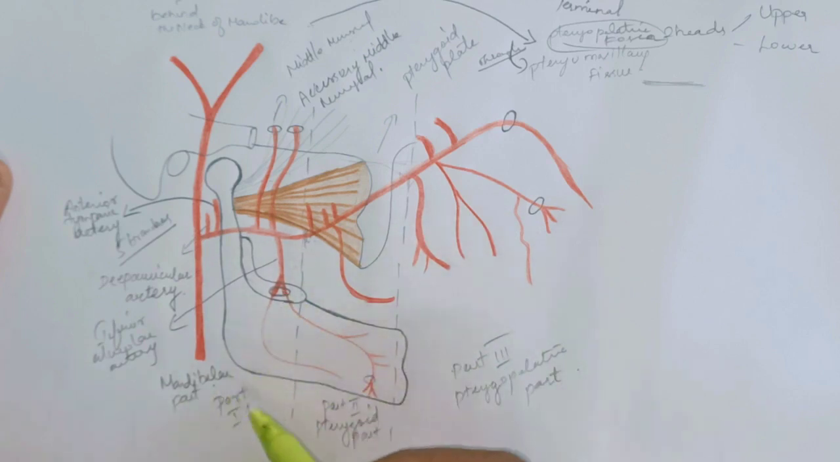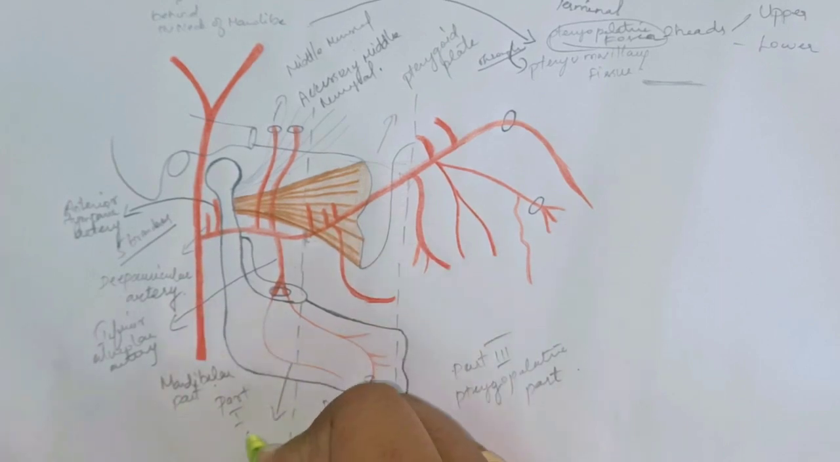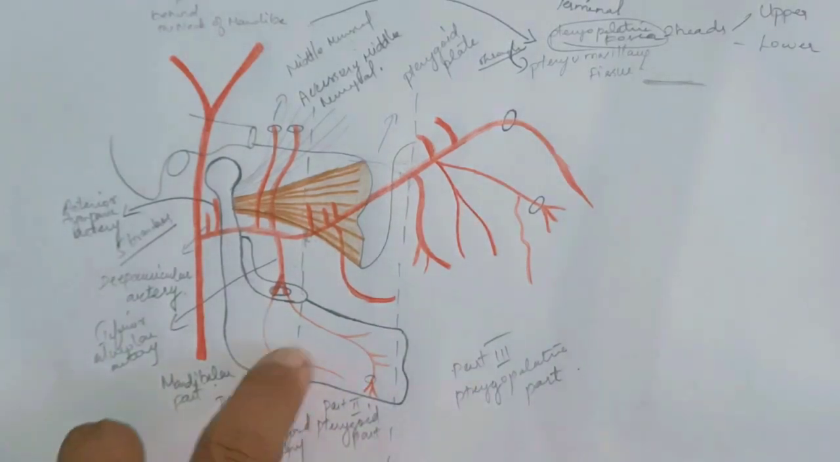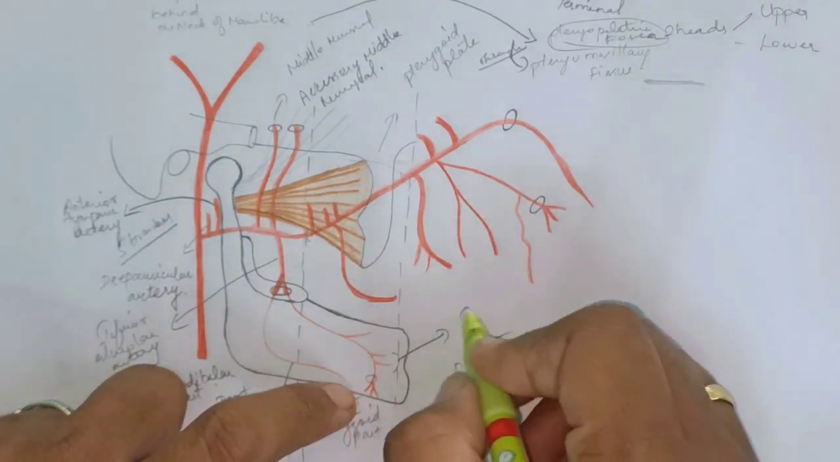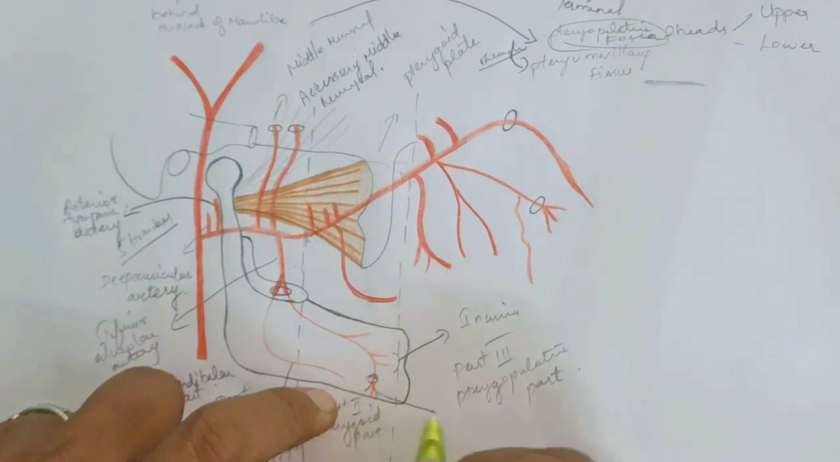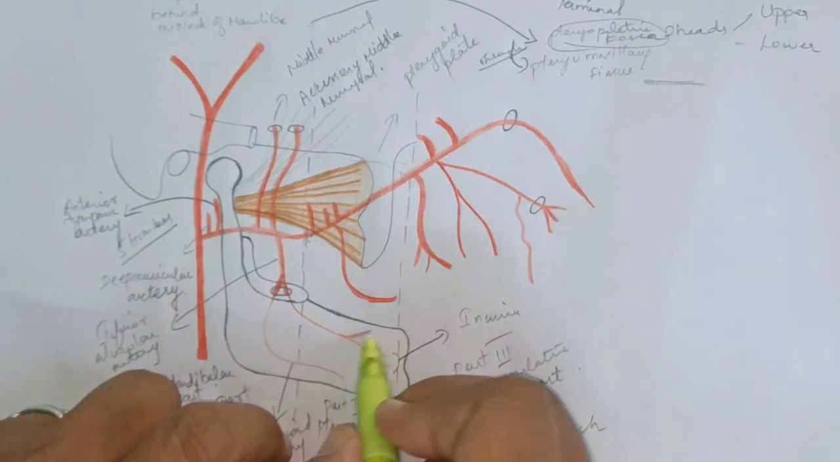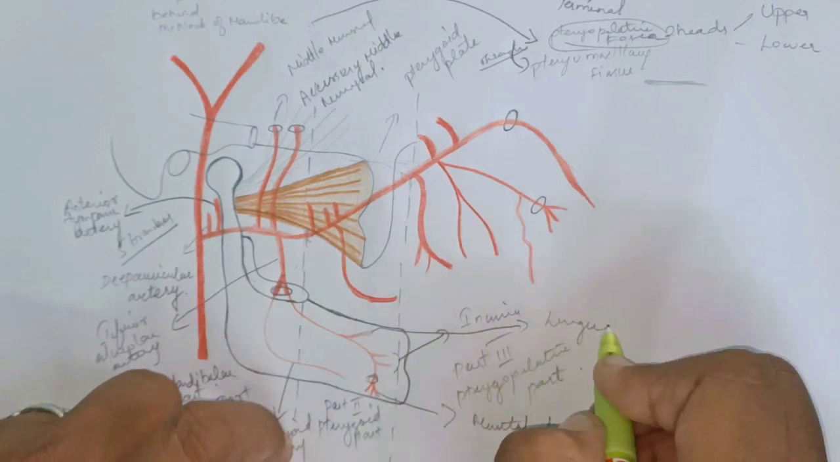This lower artery is called mylohyoid artery, and the other parts will give branches like this, your incisive branch, and this is your mental foramen, so it is your mental branch or mental artery. And this is your lingual branch.